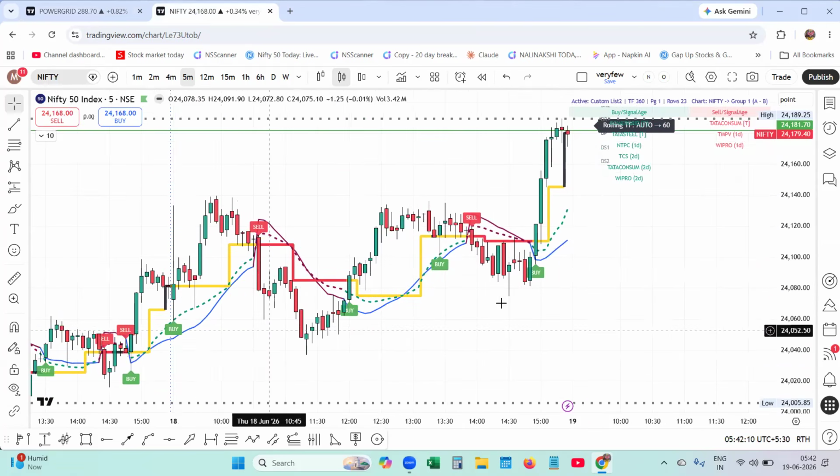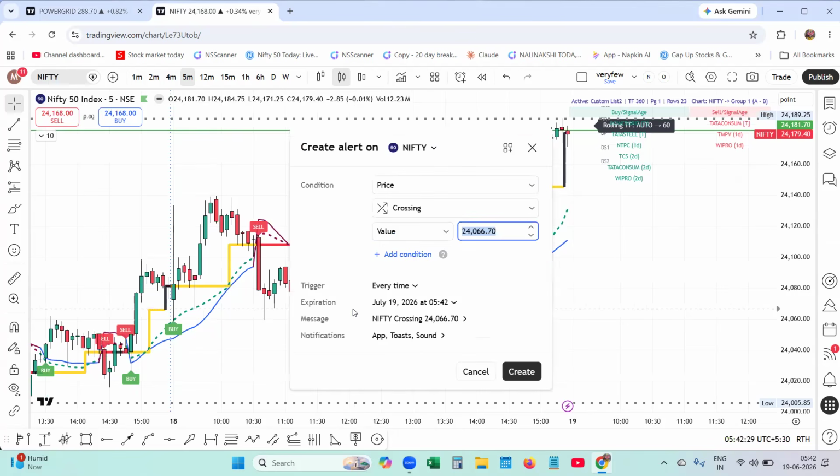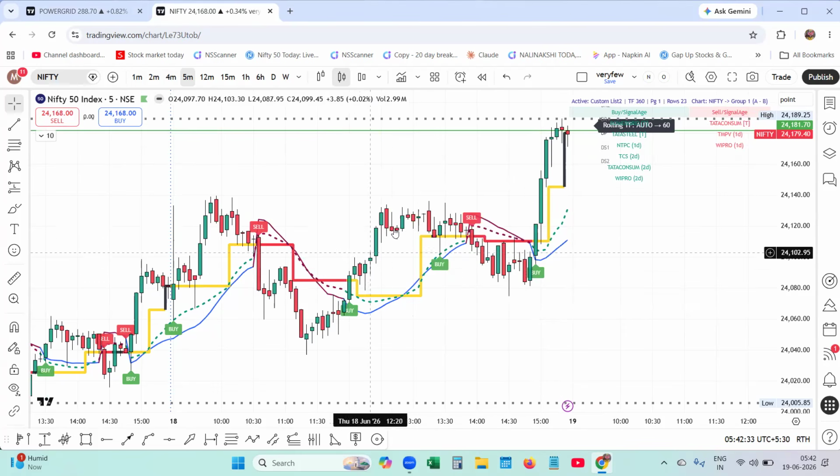For example, even in the morning, the market was very choppy. Because the bias was upside, you can keep it for a buy sell alert. Same thing, again I'll show it to you. Alt A, it will come like that. You can create alerts and you can take the trade.